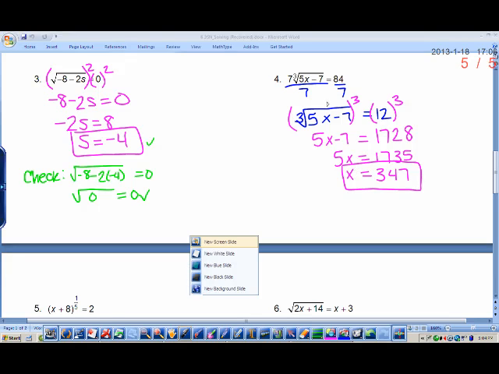This is a cube root function, and I know that a cube root function does not have domain restrictions. So I don't have to check for extraneous solutions on cube root functions. Only if it's square root, fourth root, sixth root, anything with an even root.